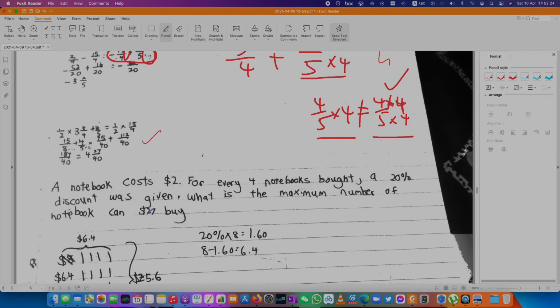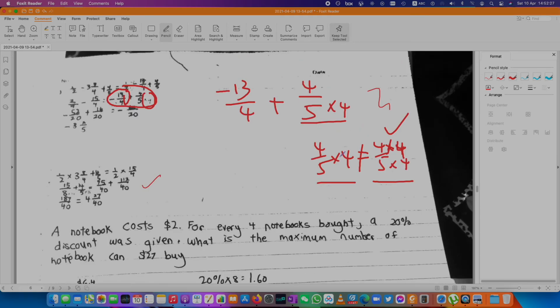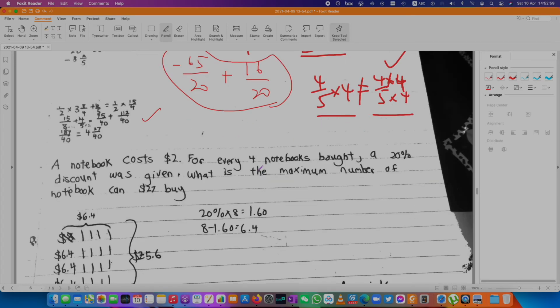Okay. Good. So you should end up with minus 65 over 20 plus 16 over 20. Can you help me punch the calculator for this? Do you get minus 65 over 20? Yeah. Plus 16 over 20? Yeah. Punch the calculator and see if your calculator answer and this answer are the same. You punched your calculator already? Yeah. Okay, good.